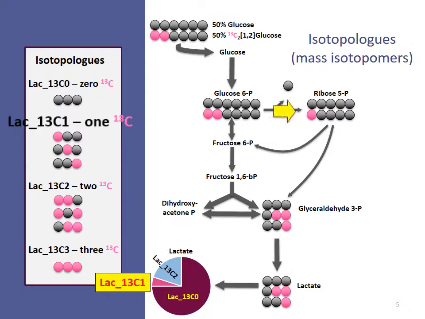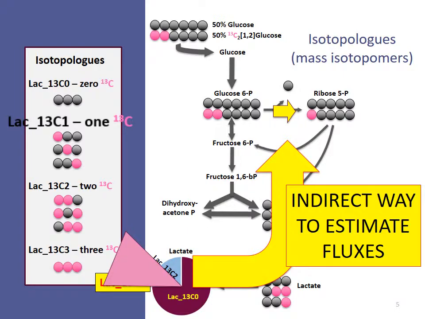For example, an increase in the flux through the oxidative branch of the pentose phosphate pathway will result in an increase in isotopologues with 1 labeled carbon. Then, indirectly, by measuring this increase, we can hypothesize about an increase in the flux.